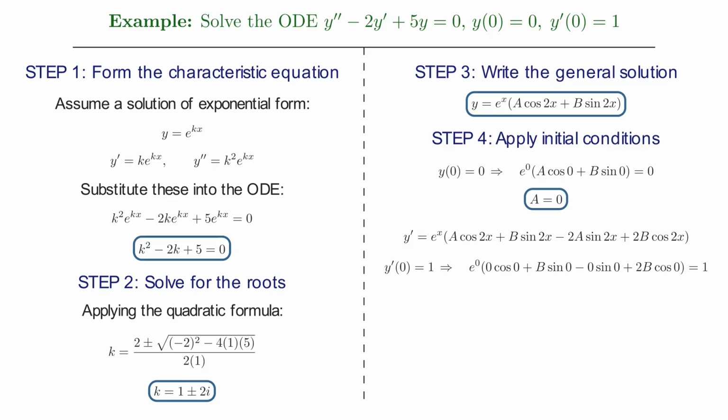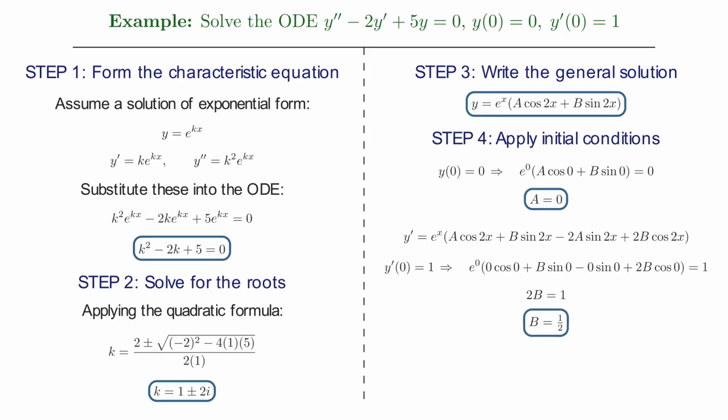So again, we can simplify. e^0 is 1. 0 cos 0 is 0. 0 sin 0 is also 0. Sine of 0 is 0, so the b sin 0 will vanish. And this will just leave us with the 2b cos 0. But cos 0 is 1. So we're left with 2b = 1, and therefore b is equal to a half.